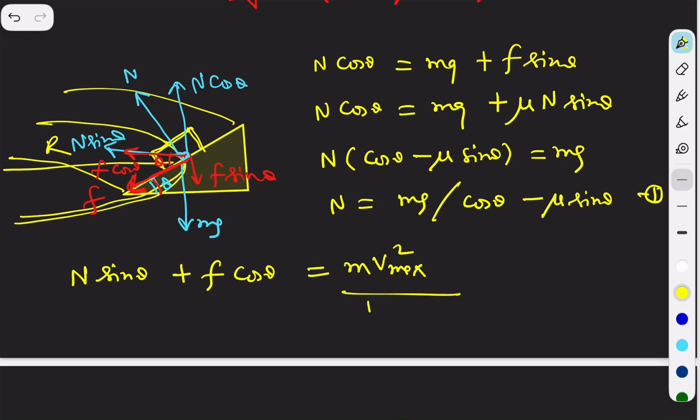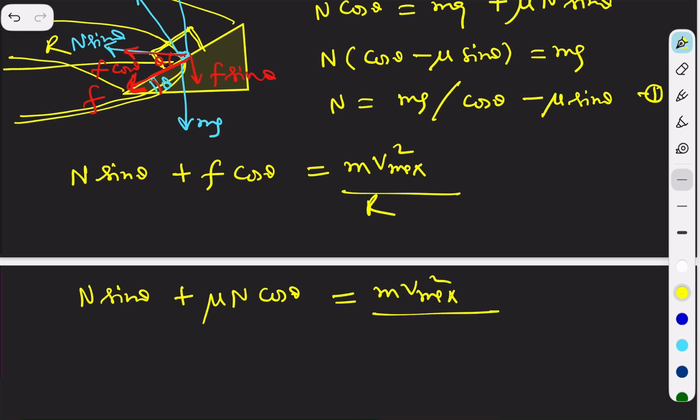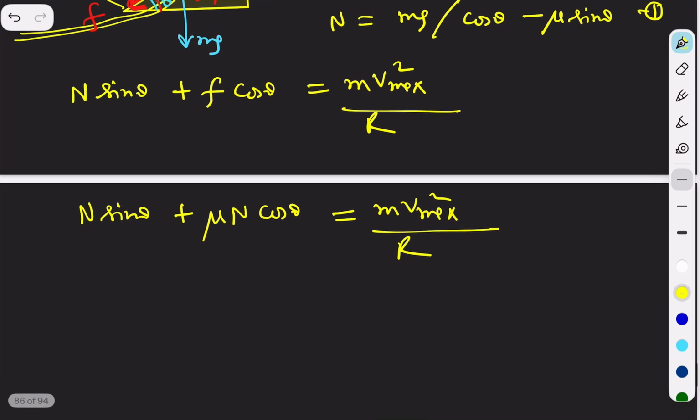So here if I put N sin theta plus, friction can be replaced with mu N, because we are talking about the limiting condition. So if we take N common here, we will get N times sin theta plus mu cos theta is equal to m V max whole square divided by R.